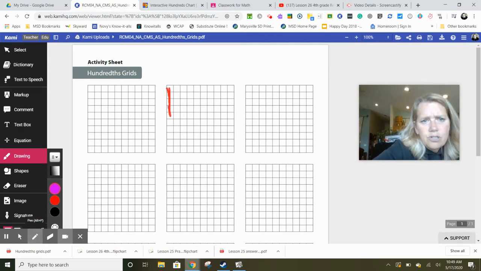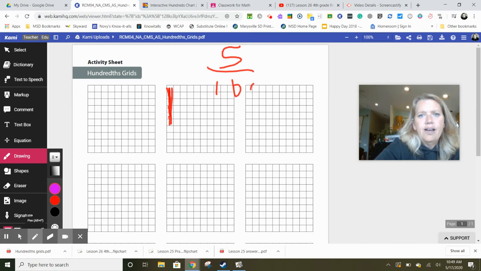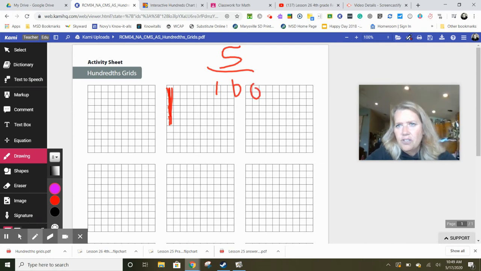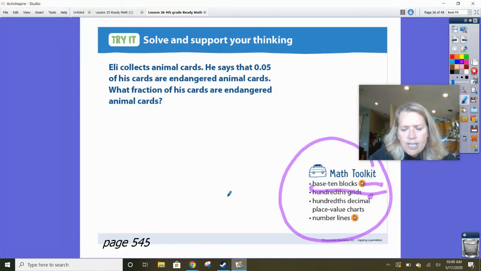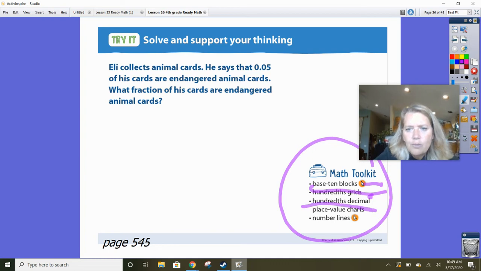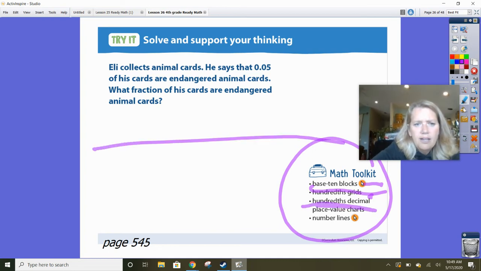1, 2, only 5 of them are filled out, 5 out of 100. So it means 5 out of 100, 5/100. That's our answer. As I'm sure a lot of you got really quickly. So an easy, quick model would be to use the hundreds grid. Probably the place value chart would be pretty easy. I guess you could do a number line.